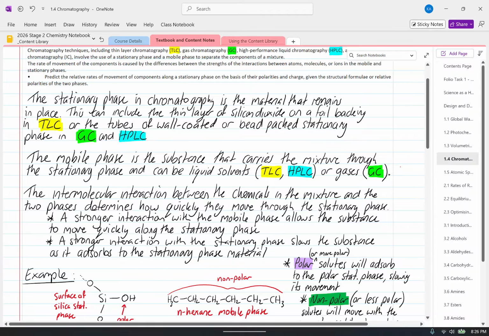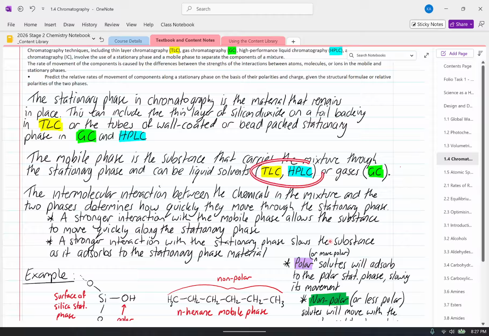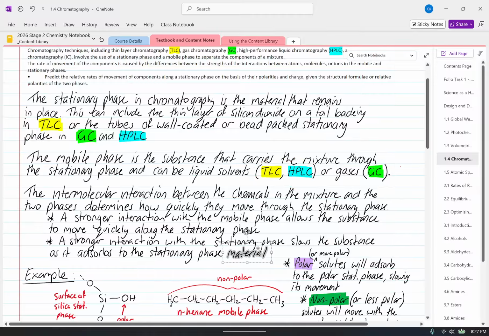Now the mobile phase, as the name suggests, moves. It's going to be carrying the mixture that we're trying to separate through or past the stationary phase, and it could be liquid. So for example, in TLC and HPLC, it's going to be liquid, but it could also be a gas if we're using gas chromatography.